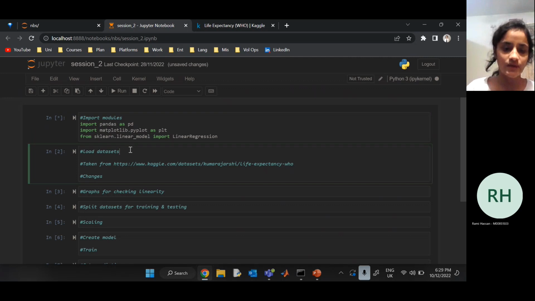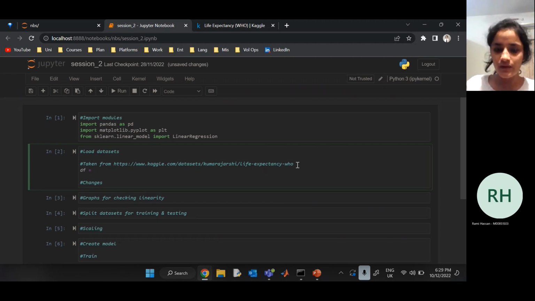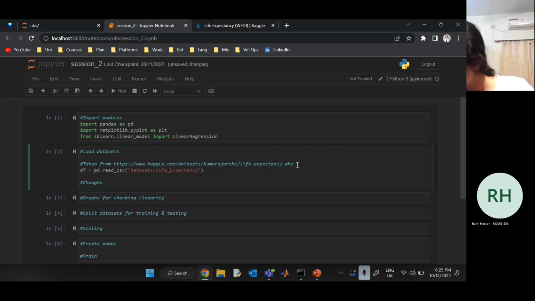Okay, next step, we load in the data sets. I put the URL over here. So let's load it in. df is equal to pd.read_csv. I'll send in the name of the data set over here with the path, because this notebook is in one directory, right? There I created a file called datasets, and our CSV file is inside that. So I'm going to mention the file and the name. Okay, so it's life expectancy. That's spelling. Yeah.